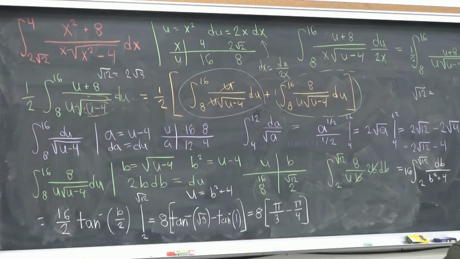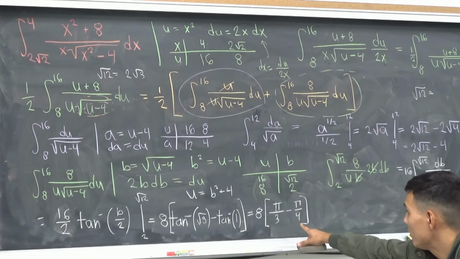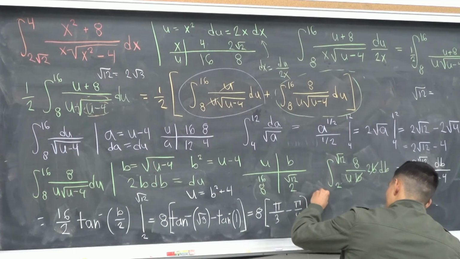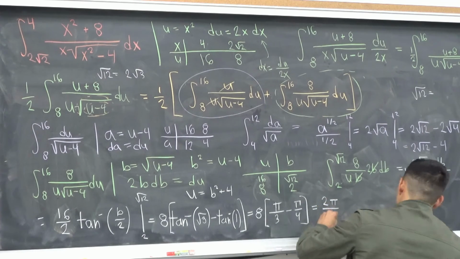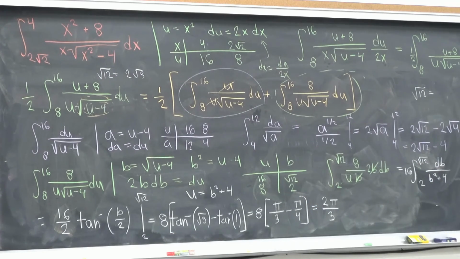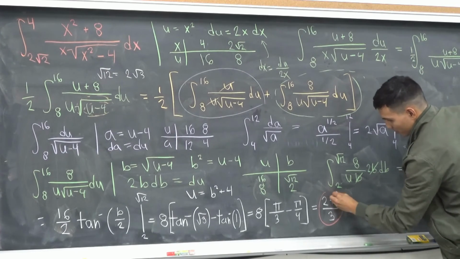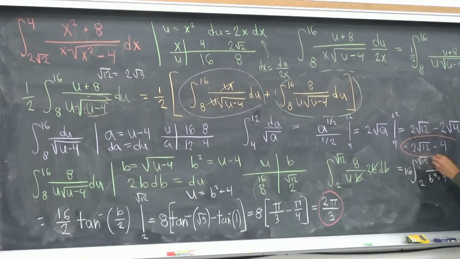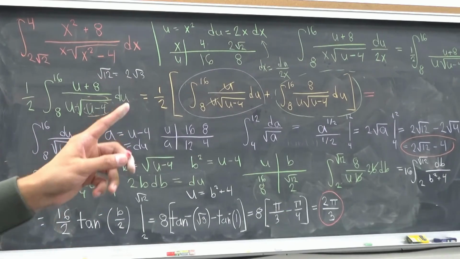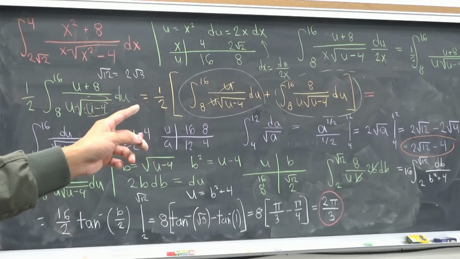So what do we have here, right? We have pi over 3 minus pi over 4, which is pi over 12. 8 times pi over 12 is 2 pi over 3. Okay. So we're almost finished here, right? We have this guy's answer, and we have this guy's answer. But remember, we had a 1/2 right there on the outside of this.